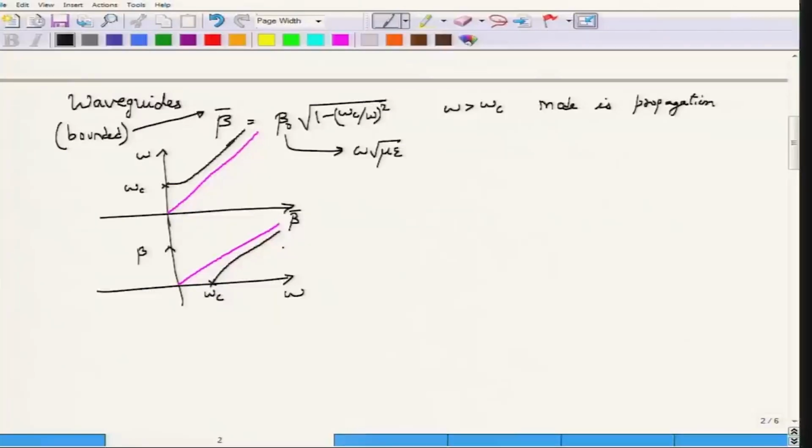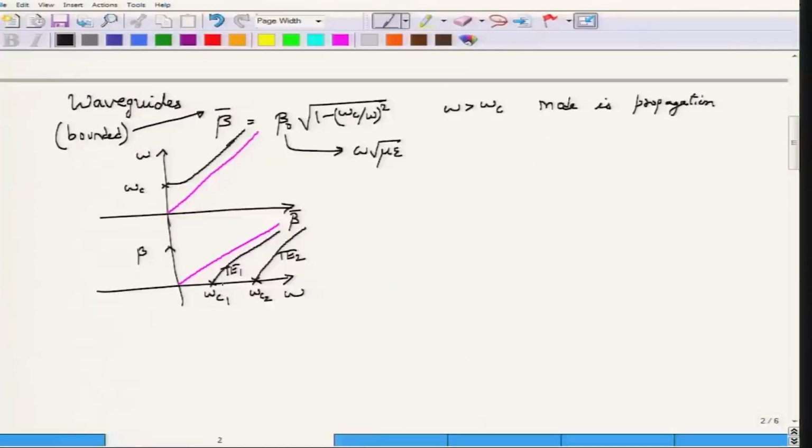What would be the beta versus omega relation for a different mode? Well, for the next mode, that would be like this. So, let us call this omega C1, this omega C2. This would correspond to the fundamental mode. For example, if this is a parallel plate waveguide, this would be the TE1 mode, then this would be the TE2 mode, and so on. For a rectangular waveguide, similarly the modes would be TE10, TE20, and so on.